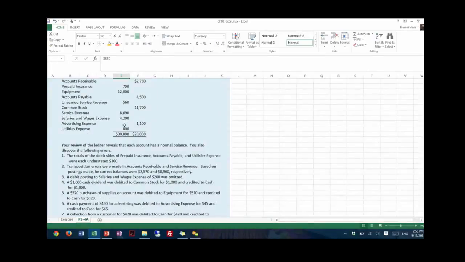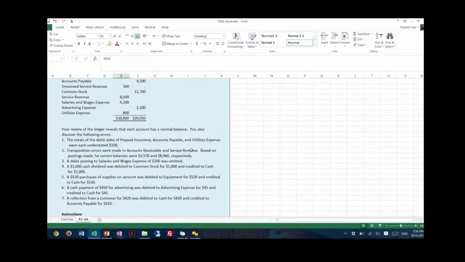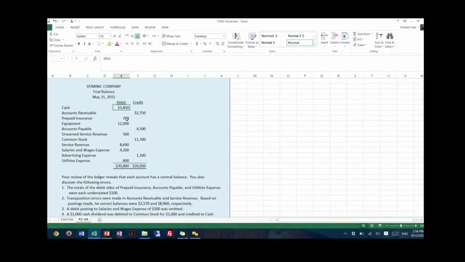Let's read here a little bit. For example, you review the ledger and it reveals certain errors. For example, the totals of debit side for prepaid insurance, accounts payable, and utilities expense were each understated by 100. So for each one of them, you will have to add 100. Okay? So this is how you can do it. For example, this one, it's prepaid insurance, right? You put plus 100.